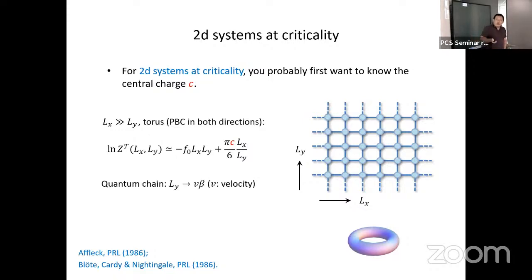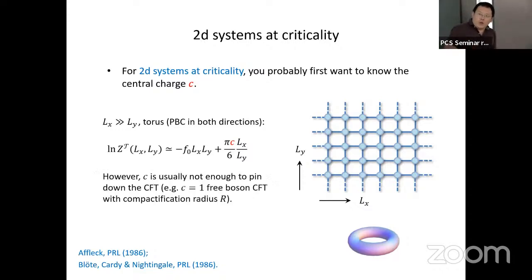And if it's a quantum model, then you just have to think of the quantum chain as defined along the x direction, and the y direction is the imaginary time direction. And this is just the partition function for a quantum chain at finite temperature, and Ly is replaced by the inverse temperature times the velocity of the low-energy excitations in one dimension. Okay, so using this formula, it's possible to extract the central charge.